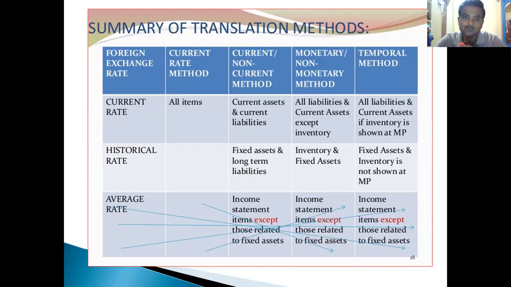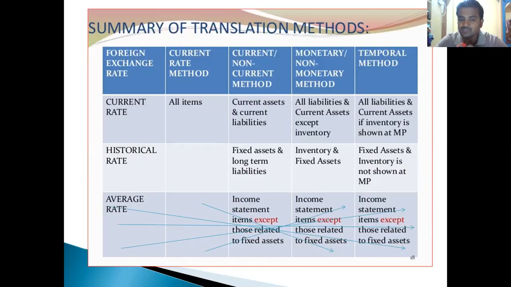The next one is the second method, the current and non-current rate method. Here there are current assets and current liabilities: current liabilities on the liabilities side and current assets on the asset side. Only current assets and current liabilities should be converted at the current rate under the current and non-current rate method.